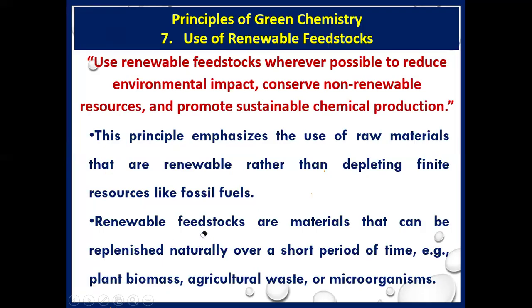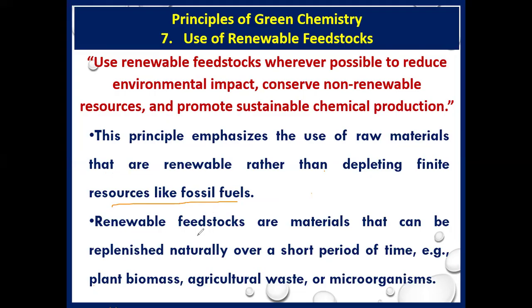Basically, what does this principle say? According to this principle, use renewable feedstock whenever possible to reduce environmental impact, conserve non-renewable resources, and promote sustainable chemical production. So, what does this principle emphasize? This principle emphasizes the use of raw materials that are renewable rather than the depleting finite resource like the fossil fuels. That means basically this principle focuses on the use of renewable materials for any chemical process.